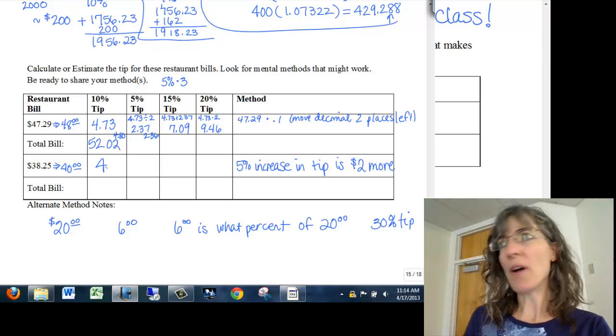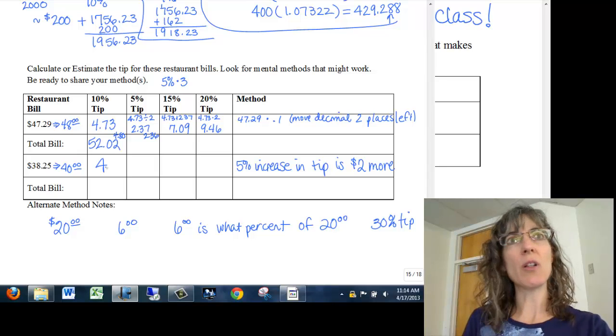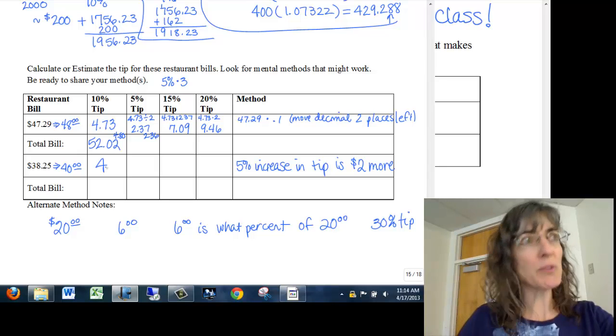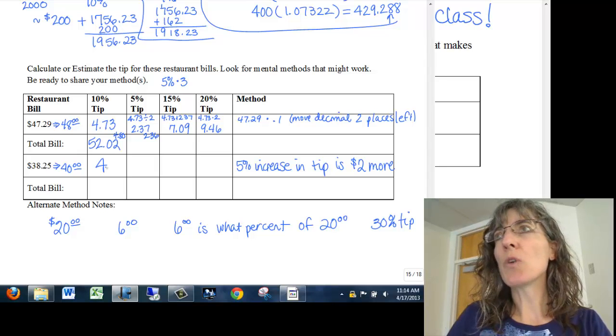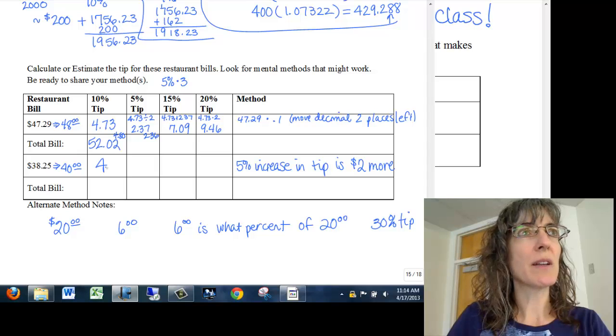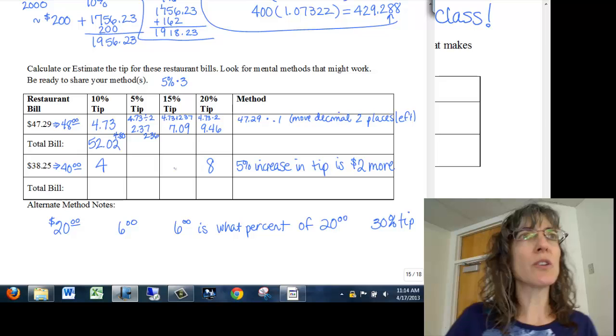You can find that by mentally just moving your decimal one place. You can drop off the pennies because you want to be generous, right? Round up to 40 and call it $4 for a 10% tip. And what are you going to do for a 20%? It's doubled. So I just double that, so I'm going to leave $8 for a 20% tip.